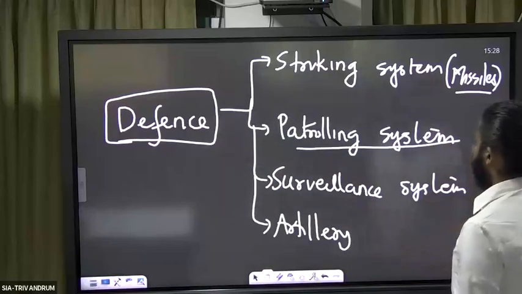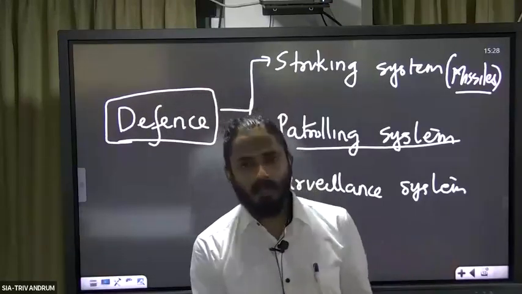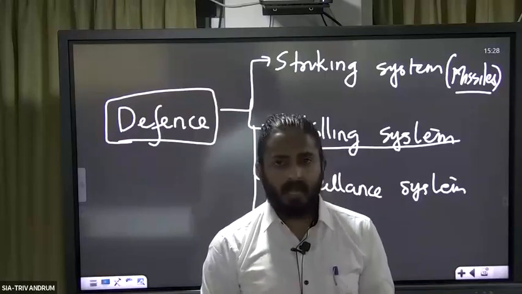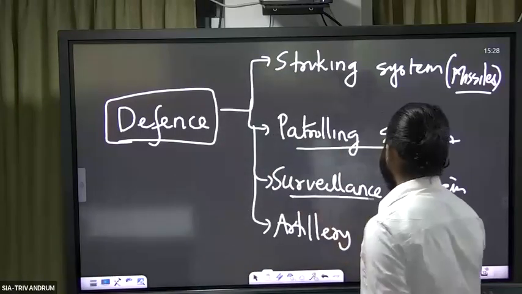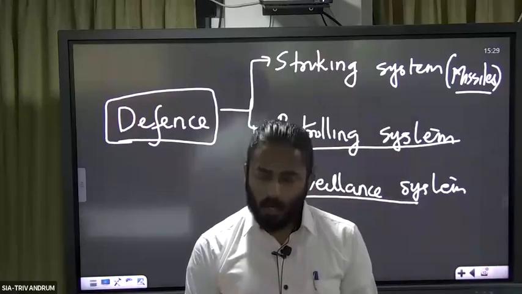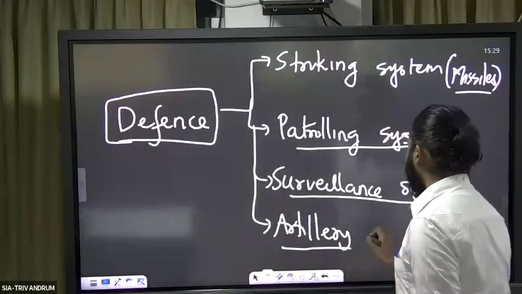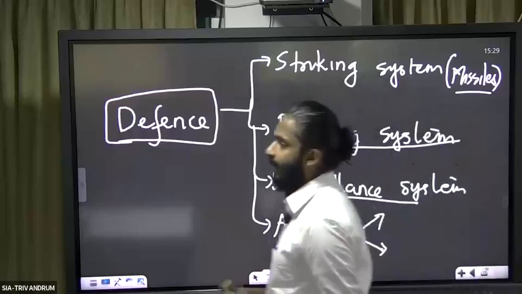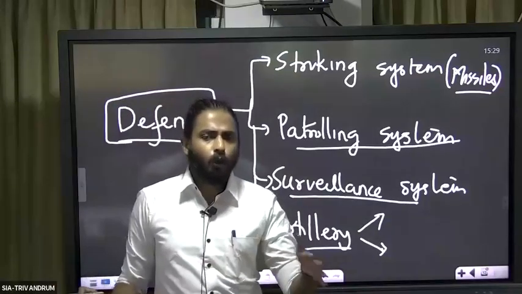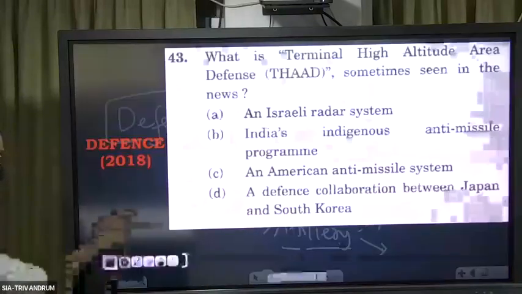Second is the patrolling system: the vehicles we use, Army, Navy, Air Force, water vehicles, military tanks, submarines, floating ships, then helicopters, aircraft. All these things should be prepared. Surveillance system is about the surveillance devices we are using: radar, lidar, sonar, UAV, unmanned aerial vehicle. And then artillery, the guns we have, the firing systems we have. Questions can pop up from any of these. So see whatever has happened in the last one or two years, and be aware of the updates in defense technology.